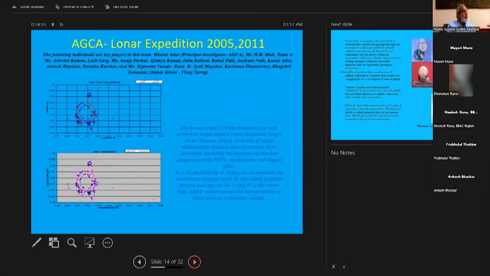So what we did in 2005 and 2011, we took groups of students from colleges, and the graph that you see over there is made by them. And that's how you are able to find the diameter of Lonar Lake. Not the lake, Lonar crater.